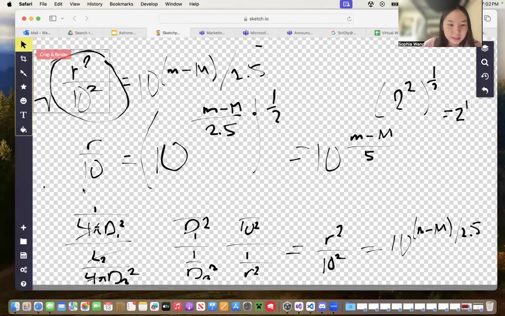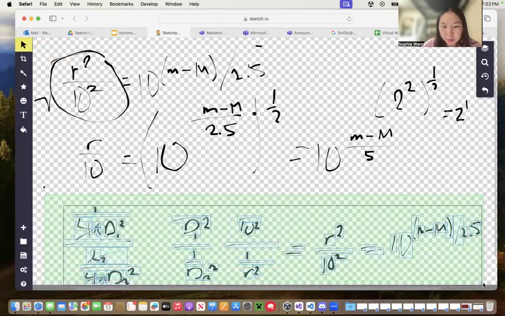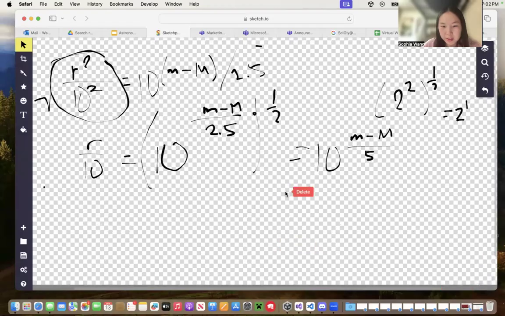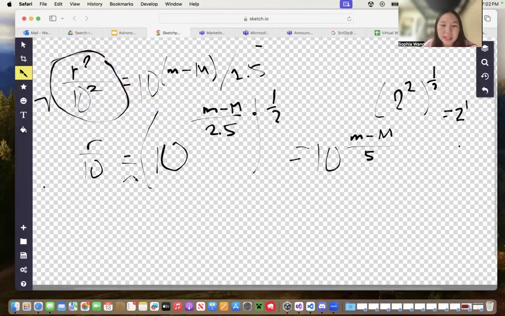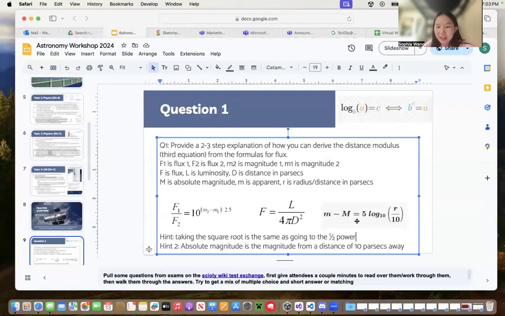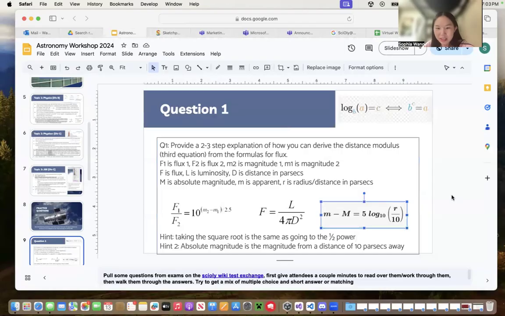Okay, so move this out of the way. Now we have r over 10 is equal to 10 to the m minus M over 5. And already it's looking a lot more familiar to this equation right here.